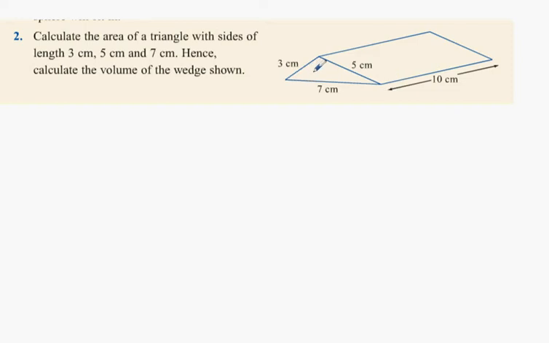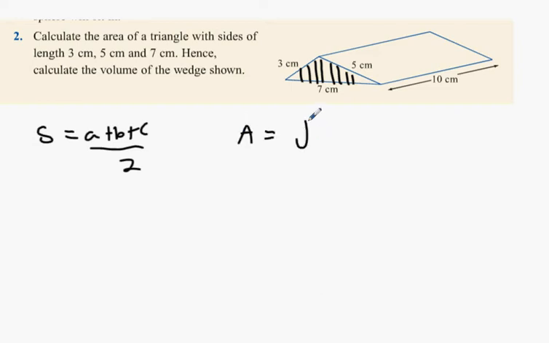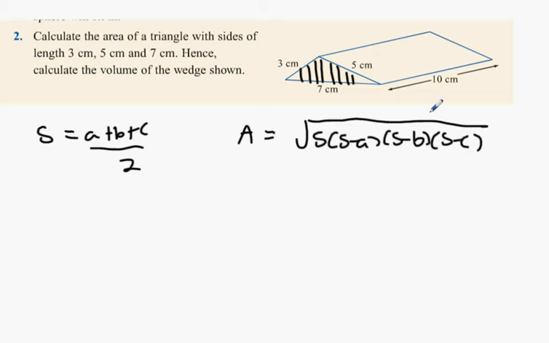Okay guys, what we have here is basically looking for the volume of this shape. So what you're going to do is find the area, and you can find the area in two ways. You can use the S equals (A plus B plus C) over 2 formula, and then area equals the square root of S times (S minus A) times (S minus B) times (S minus C). You just say A equals 3, B equals 5, C equals 7. You can do that in any order you want. Now, I'm not going to do that today.